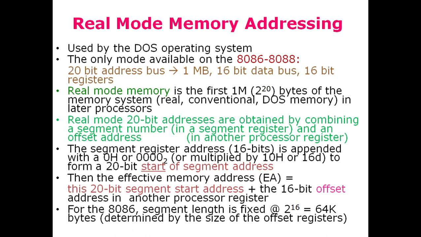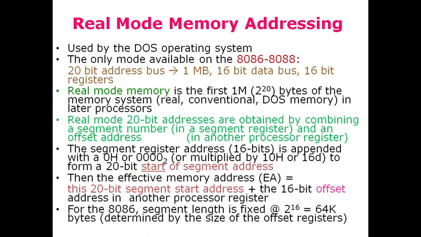Real mode 20-bit addresses are obtained by combining a segment number, which is the value in one of the segment registers, with an offset address that is added to the value in the segment register. This offset address is normally provided by other registers. For example, in the case of the code segment register, the offset address is provided by the instruction pointer register.